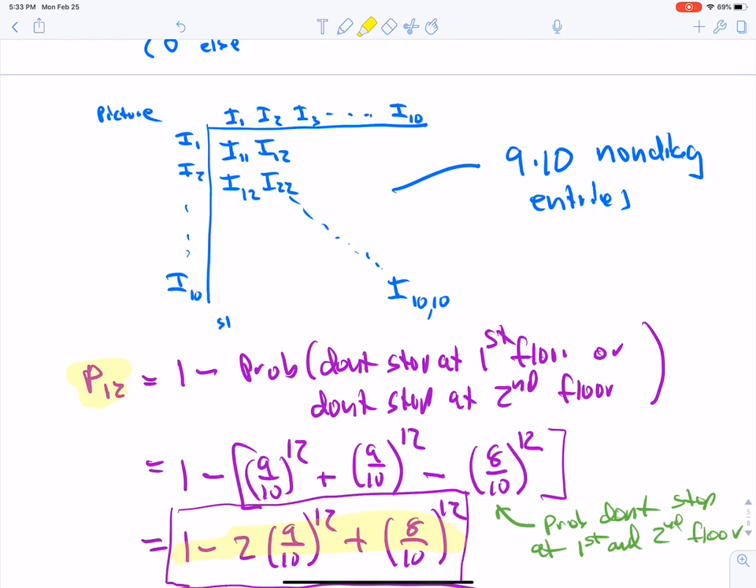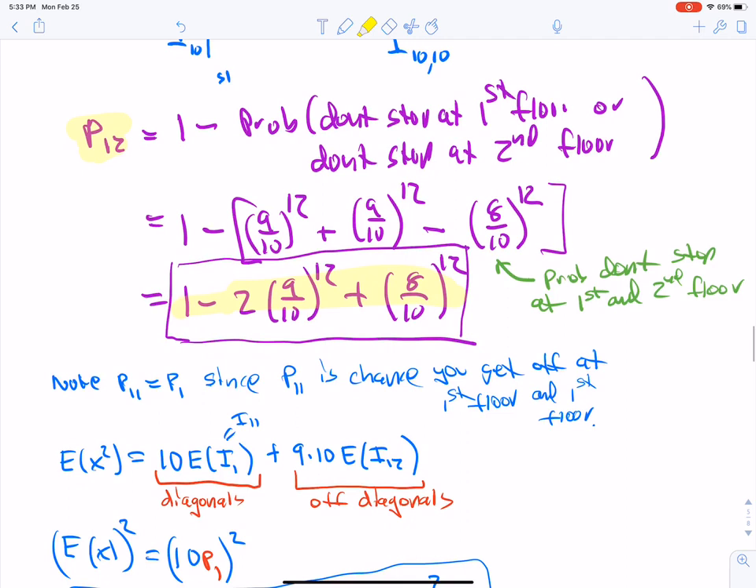And so the probability we don't stop at the first floor is the unconditional probability (9/10) to the 12th. (9/10) to the 12th is the unconditional probability we don't stop at the second floor. And the probability that we don't stop at the first and second floor would be (8/10) to the 12th. So that gives us this boxed formula here. So now notice also that P11 would be P1, since P11 is the chance you get off at the first floor and the first floor, which is just that you get off at the first floor.